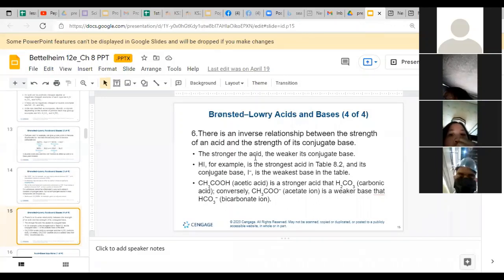Okay, so there is an inverse relationship between the strength of an acid and the strength of its base. So the stronger the acid, the weaker its conjugate base. So pinakita natin yan, no? So HCl is a strong acid. So yung conjugate base niya, Cl minus, will be a weak base.